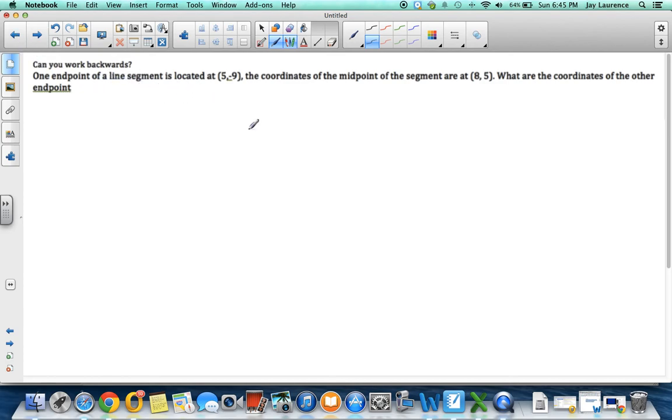All right, now one last problem to look at. One endpoint of a line segment occurs at 5, negative 9. So that's down here somewhere, right? We'll call that point A. The midpoint is at 8, 5. So maybe there. That would be the midpoint. What's the coordinate of the other endpoint? It's going to be way up here somewhere, right? Okay. Well, let's see here.